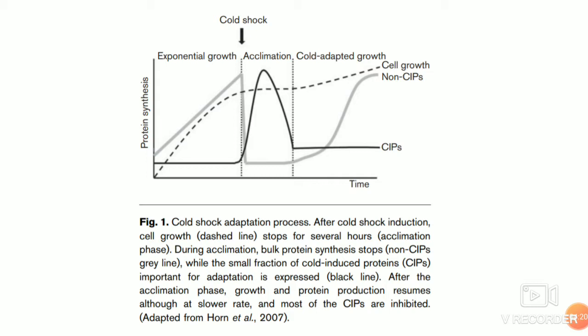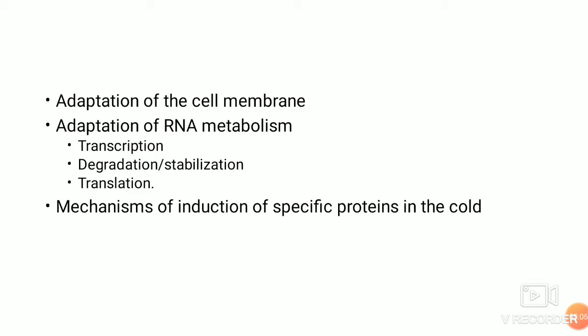In this acclimation phase, there is production of a lot of proteins. Normal protein production stops, but the production of cold inducible proteins becomes more and more. After this acclimation phase, cells become adapted to lower temperature, and again they resume their growth, but comparatively at a slower rate. The expression of these cold inducible proteins declines the bulk protein synthesis. So there are a lot of changes in this acclimation phase and the growth phase. There is adaptation at the cell membrane, and adaptation in RNA metabolism like transcription, degradation or stabilization, or translation. There are a lot of changes happening, and one mechanism we'll see is that of cold inducible specific proteins under cold conditions.